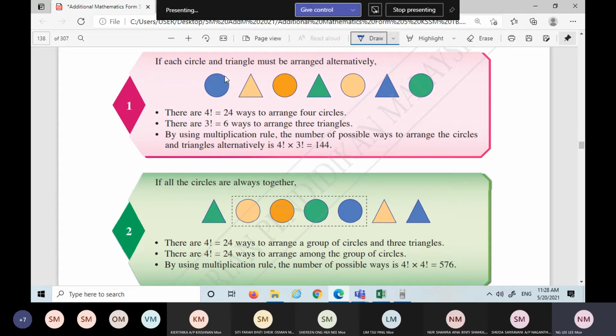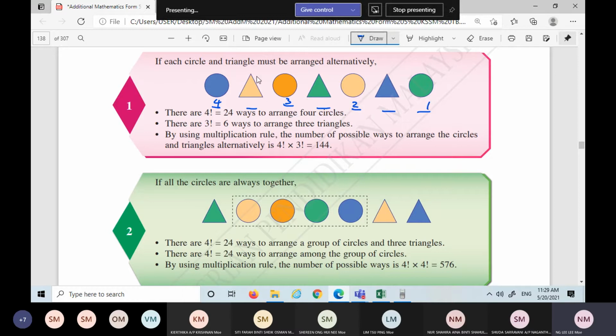Same thing, you put a box for each. I don't draw a box, lazy, I draw a line. So you see the circles. The first circle, how many ways can you fill it? There are 4 circles, so 4 choices. After you choose one circle and put it in the first place, you have 3 choices left, then 2 choices, and then 1 choice.